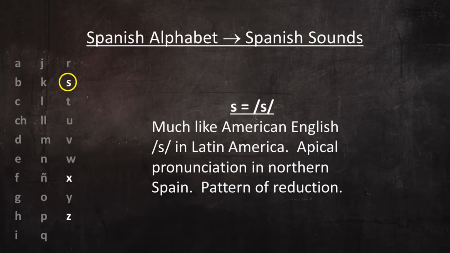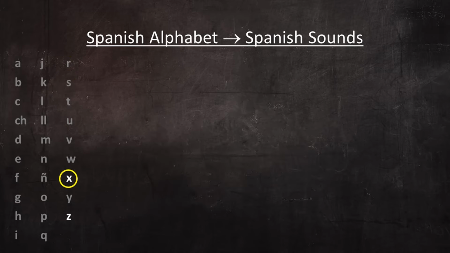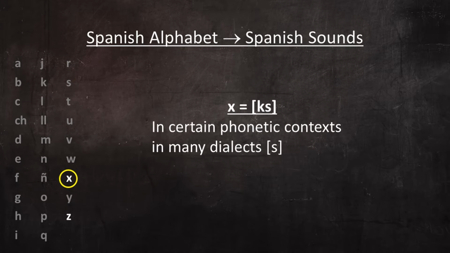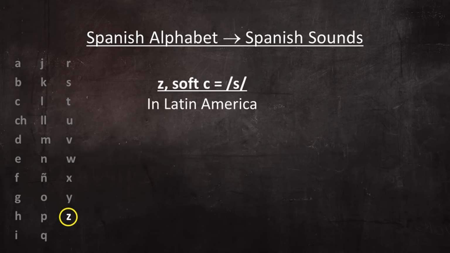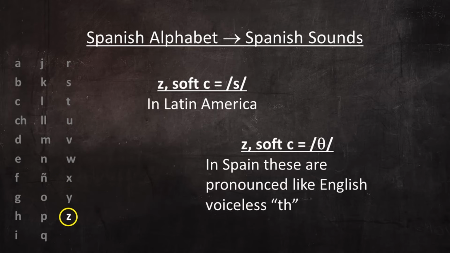S also has a pattern of reduction that varies from region to region around the Spanish-speaking world. The letter X does not represent a single phoneme in Spanish. It represents K and S together. In certain phonetic contexts, in many dialects, the K is reduced and X is just pronounced as S. In Latin American Spanish, Z and soft C represent the same phoneme as S. In the Spanish of Spain, Z and soft C represent the phoneme theta that is pronounced like the English voiceless TH.